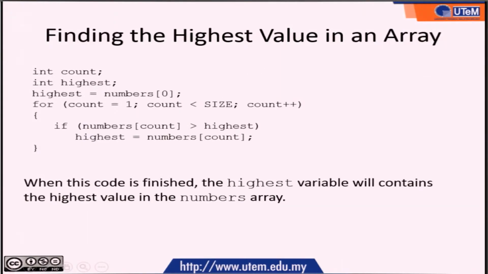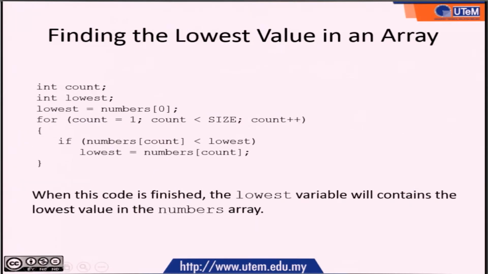To find the highest value in the array, check each of the elements one by one and compare whether the element is higher than the one in the variable that we use to store the highest value. The same thing can be done to check the lowest value in the array. It can be done by comparing the value in each element one by one. If the value is lower than the value in the variable that we use to store the lowest value, it will replace the value in the variable.